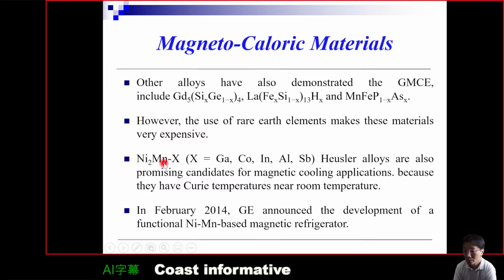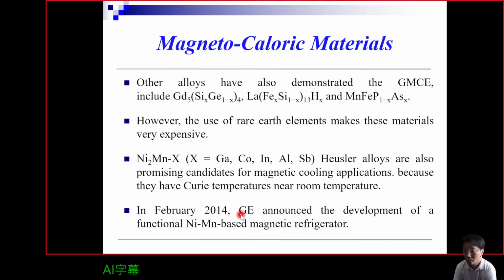So nickel manganese combined with X, where X is gadolinium, cobalt, indium, aluminum, antimony. This kind of material we call Heusler alloy, and this kind of Heusler alloy is also a promising candidate for magnetocaloric cooling applications, because their Curie temperature is near room temperature. So GE announced they developed a functional NiMn-based magnetic refrigerant. That means we can cool it by applying a magnetic field.